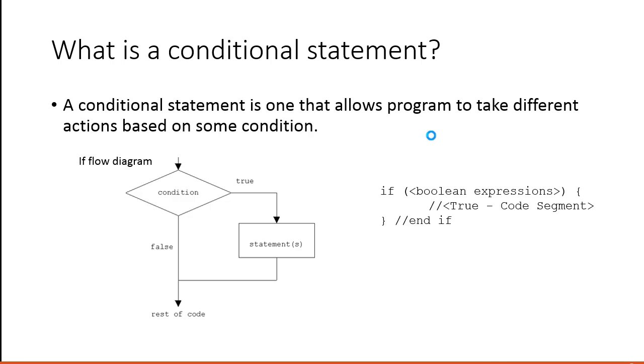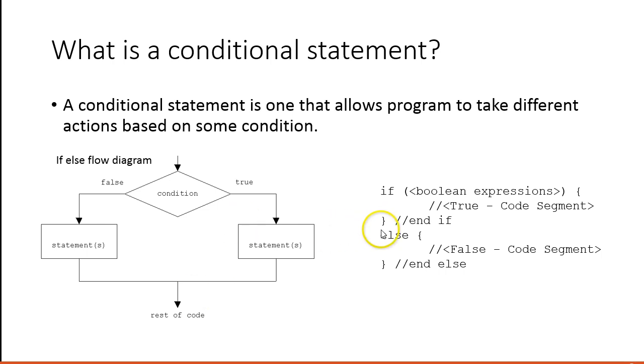So a conditional statement in programming looks like this. In Java, we write the word if, we open a bracket, and then we put our Boolean expression inside of here. And then we have an open brace, close brace. This is the true code segment, and this is what the flow diagram looks like. Our program will flow from the top, encounter this conditional statement. If it's true, it travels and executes the statement. Continues. If it's false, it just skips that statement.